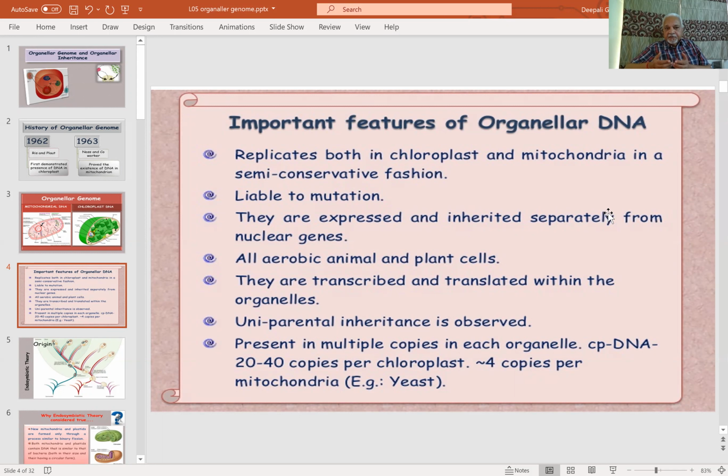Okay, and organellar DNA is present in multiple copies, actually. For example, chloroplast has 20 to 40 copies per chloroplast, and mitochondria has 4 copies in yeast, for example. So as against nuclear DNA, the organellar DNA is present in multiple copies. When I say multiple copies, it is the same DNA which makes its own copies and is present in the organelle, like chloroplast and mitochondria.